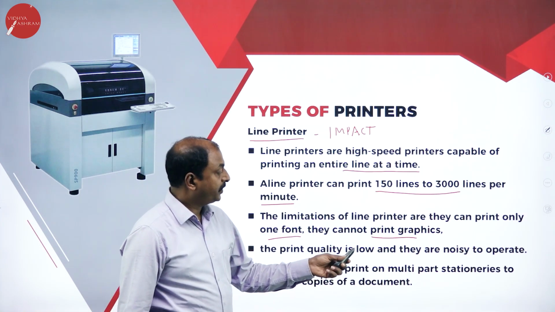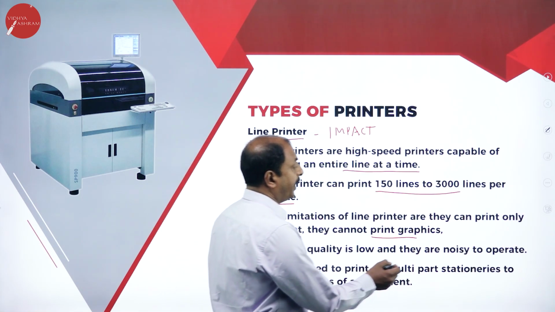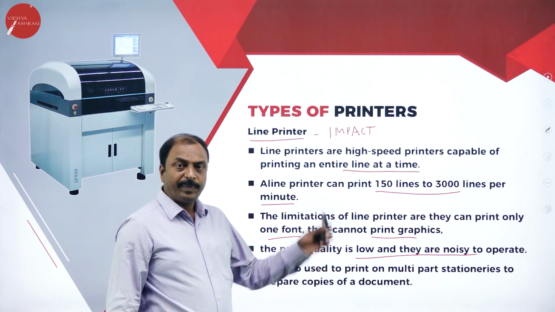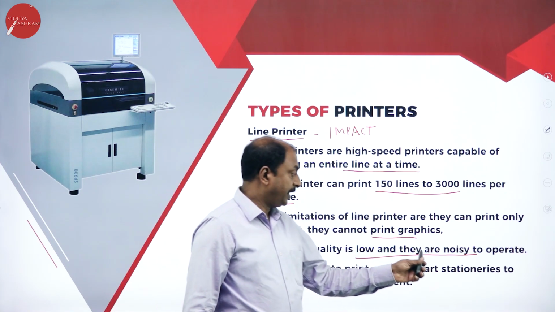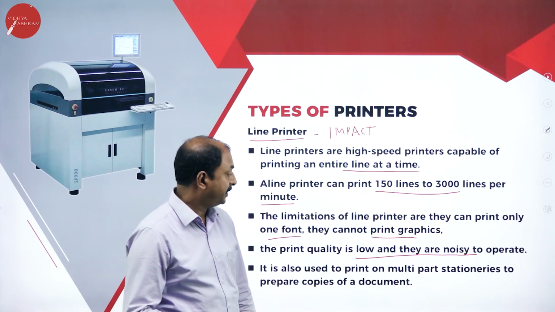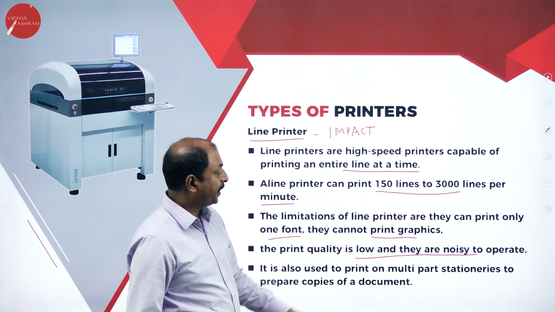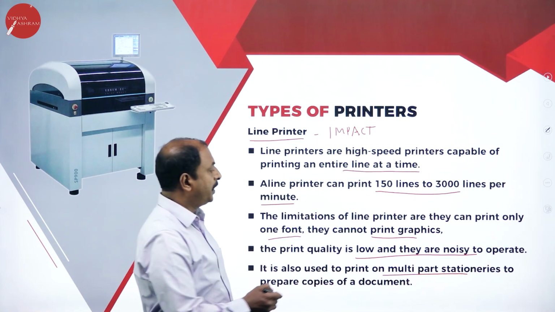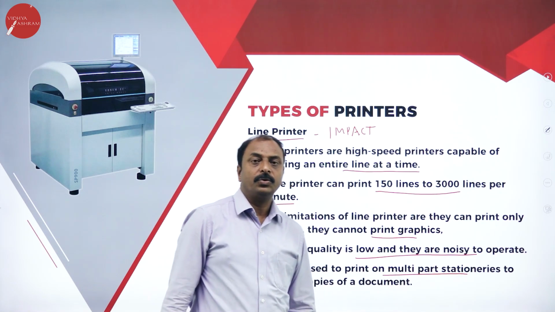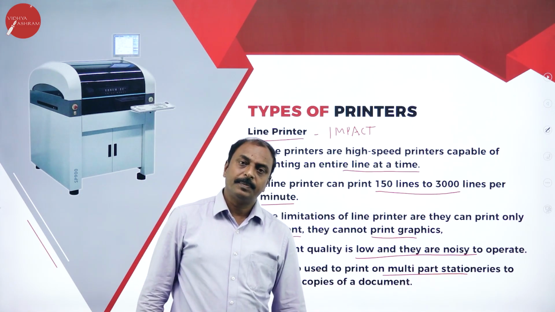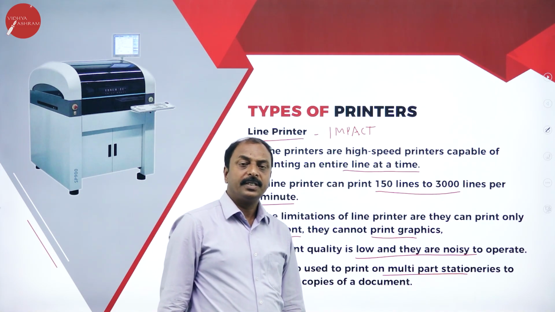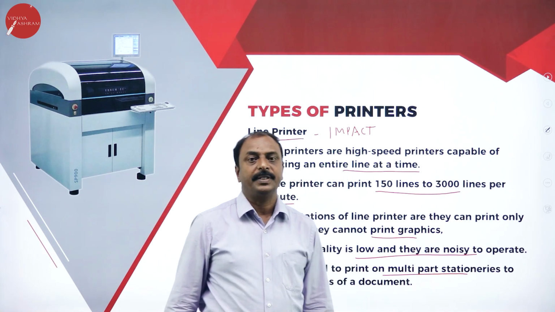The print quality is low and they are noisy in operation. As this line printer is an impact printer, it is very noisy and its quality is less as compared to non-impact printers. And it is also used to print multi-part stationery to prepare copies of a document. So it is also possible to have multiple copies using a line printer. So the line printer is an example of an impact printer.